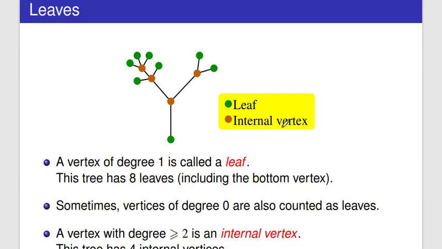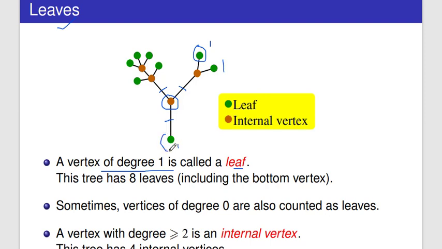Now, leaves. In a tree we also have leaves. A leaf means a vertex of degree 1. We all know what the degree of a vertex is: the number of edges for a particular vertex. For this vertex the degree is 1, 2 and 3. We just have to count the number of edges. So in a tree, a vertex that has degree 1 is called a leaf.